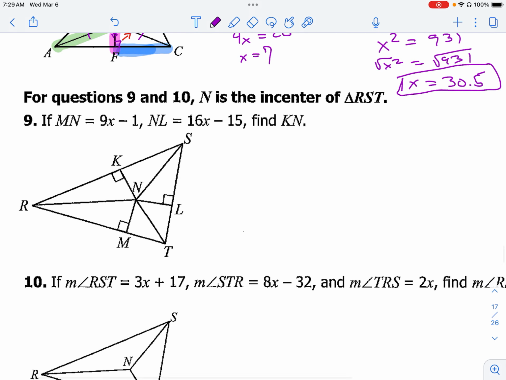For the last two questions, we're going to be using the incenter. And what forms the incenter? The incenter is formed from angle bisectors, and it's equidistant to the sides of the triangle. The sides of the angles are congruent, across the V are congruent to each other. So we know all that to be true.